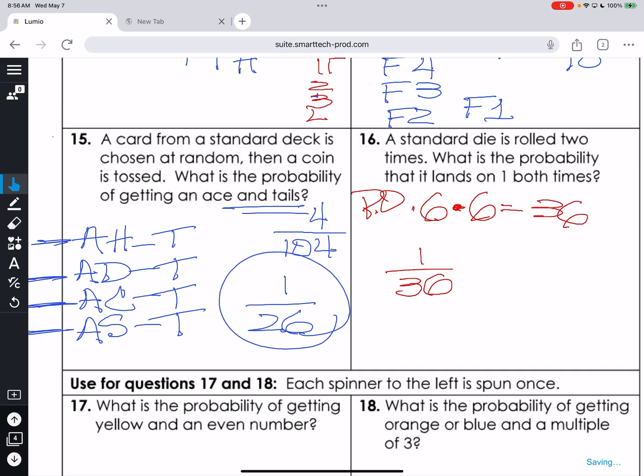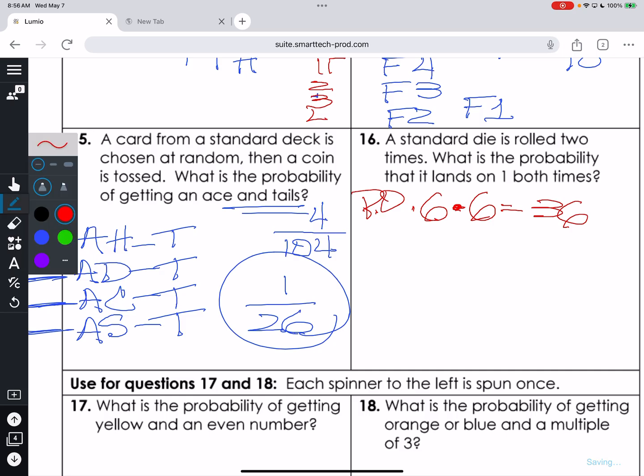But there's 2 of us. The second time we roll it, what's our option? 1 out of 36. Well, I should have done 1 out of 6. Sorry, my bad. Hold on. No, my bad. Let me erase just a sec. Oops. So when you do it the first time, we would have 1 out of 6.